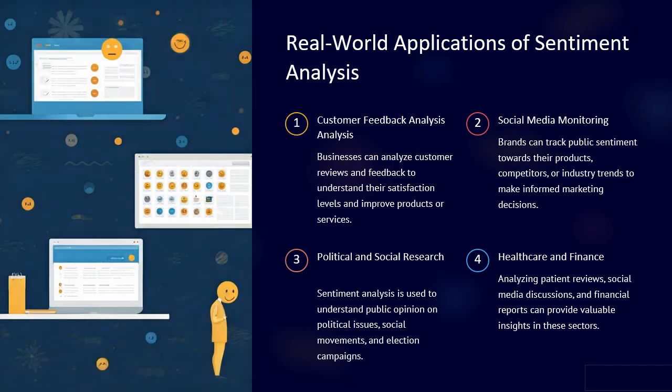Let's dive into the real world applications of sentiment analysis. Number one is customer feedback analysis. For example, in a business, it can analyze customer reviews and feedback. Based on that, it can understand satisfaction levels and improve the product or services. This is one of the most important applications of sentiment analysis.